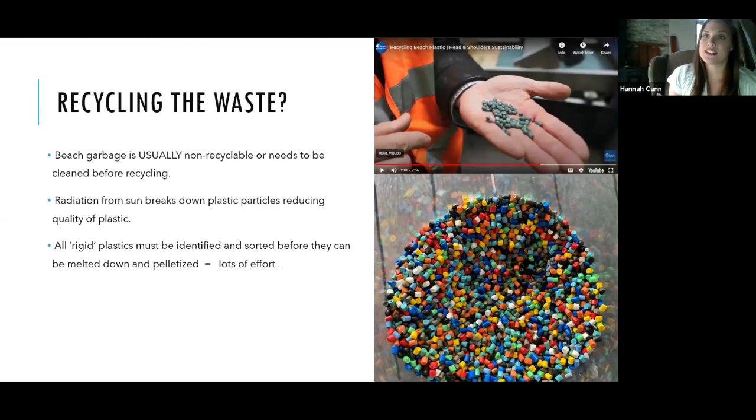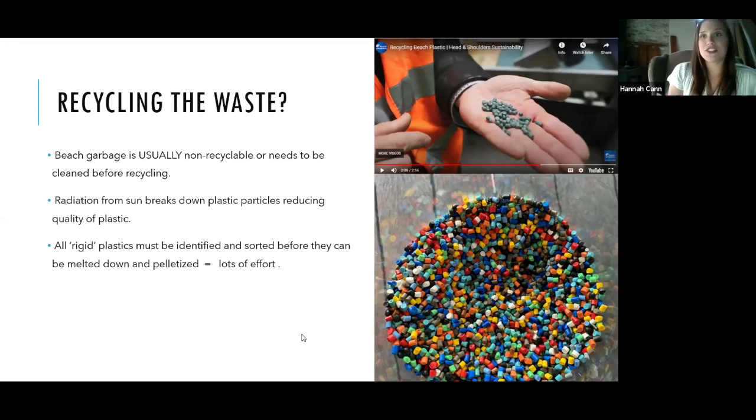And most of the time, the plastic that washes up on the shoreline and is collected off beaches has been broken down by the sun's photovoltaic properties. So radiation from the sun breaks down that plastic. You think about your patio furniture on your deck, it fades over time. The same thing happens with this plastic. And when it reduces the quality of plastic, it reduces the sellability of that plastic.